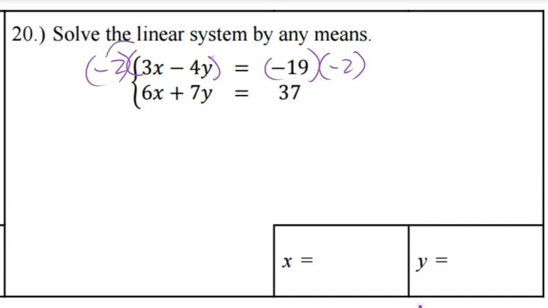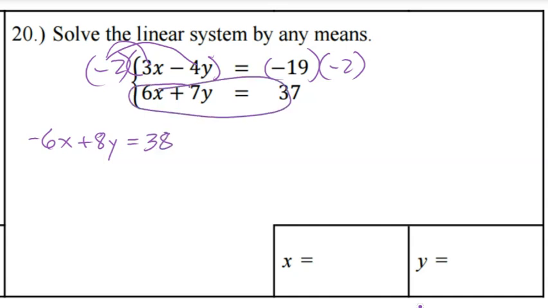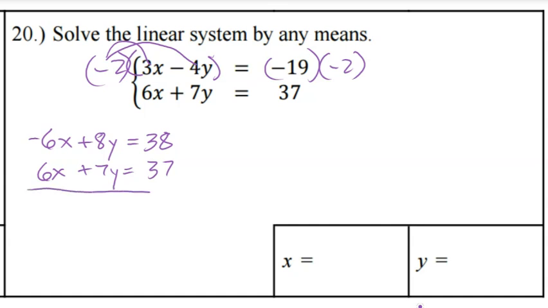Negative 2 times 3 is negative 6, and then I have an x. Negative 2 times negative 4y is plus 8y, equals negative 19 times negative 2, which is positive 38. Now I'm going to bring down this other equation: 6x plus 7y equals 37. Negative 6x plus 6x cancel each other out. 8y plus 7y is 15y. 38 plus 37 is equal to 75.